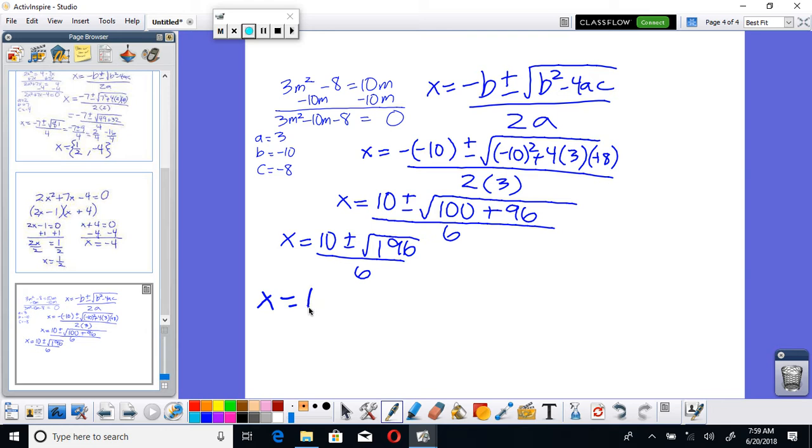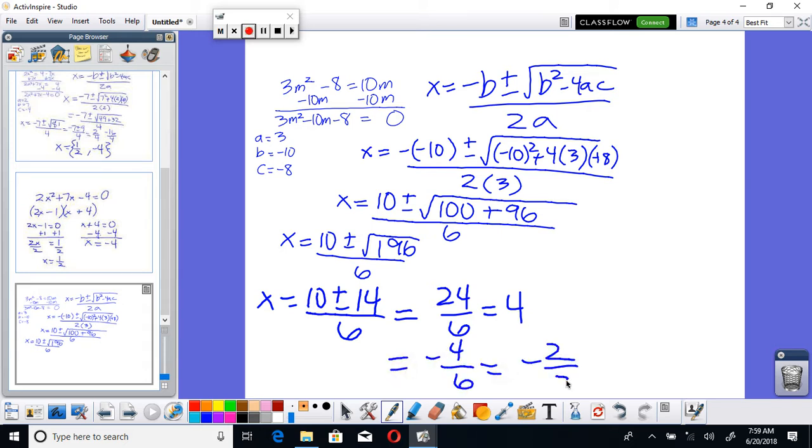X equals 10 plus or minus 14 over 6. Okay, let's figure that out. The first one is 10 plus 14 is 24 over 6, which is 4. The second one, 10 minus 14 is negative 4 over 6. So negative 2/3. There's your two solutions. Negative 2/3 and 4.